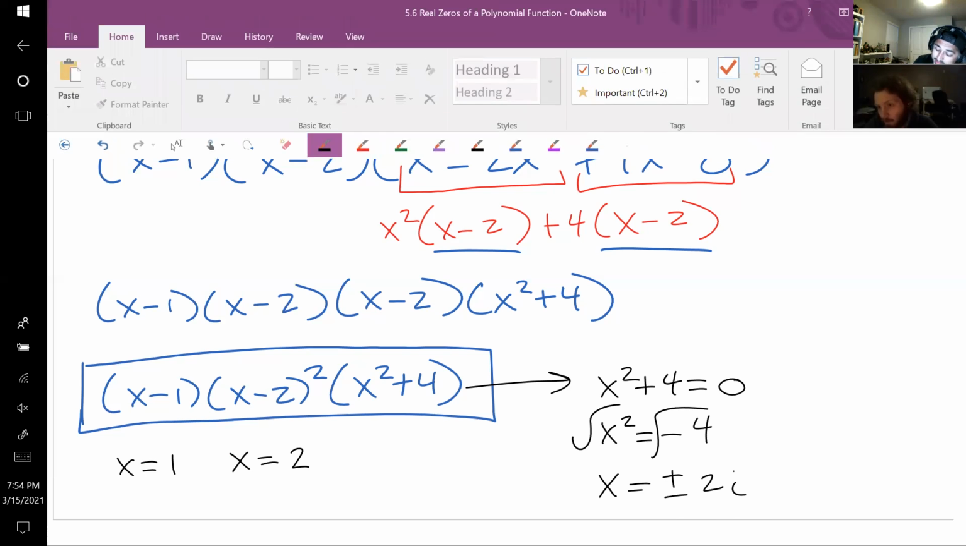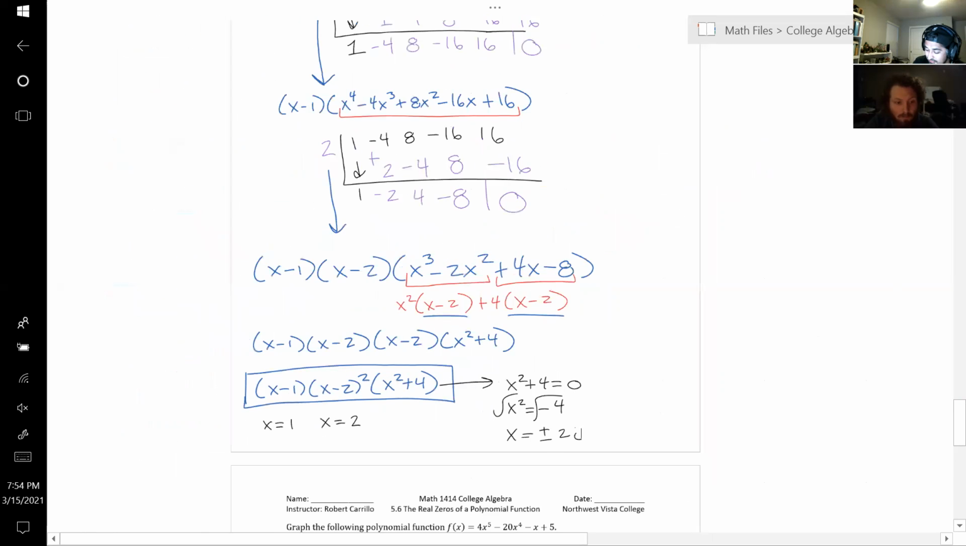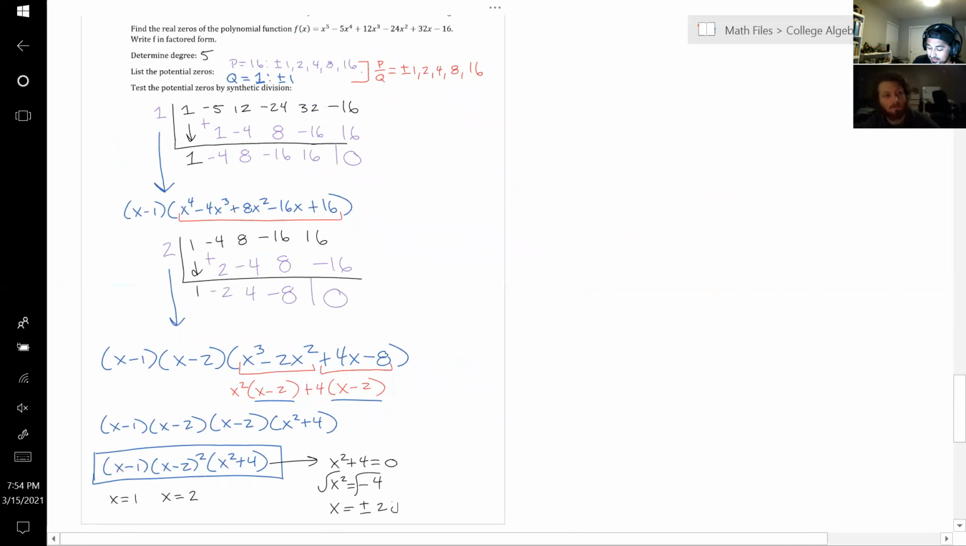But do you see them anywhere in your potential zeros? No. But what was our degree? 5. Do you see 5 zeros? Remember to count multiplicities. Oh yeah, 1, 2, 3, 4, 5. There's 1 zero here, 2 zeros here, 2 zeros there. Total of 5. But 2 of them are imaginary.